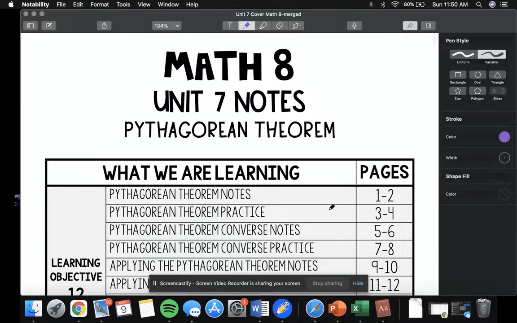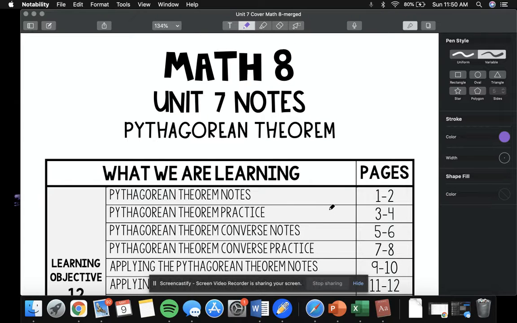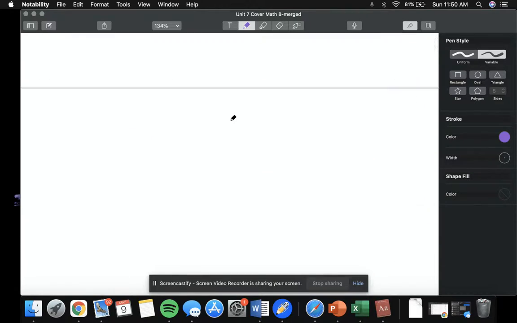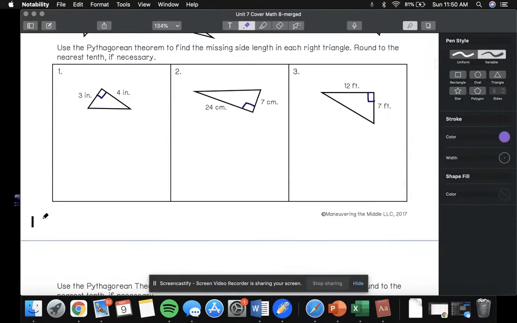Hey all, today since my algebra kids are taking their state test, you guys are just going to take some notes over Pythagorean theorem. If you were not here on Friday, Mr. Dehart should have some extra copies. So we are going to be on pages 1 and 2 today. So it looks like this.